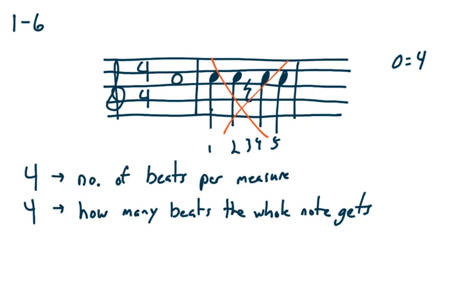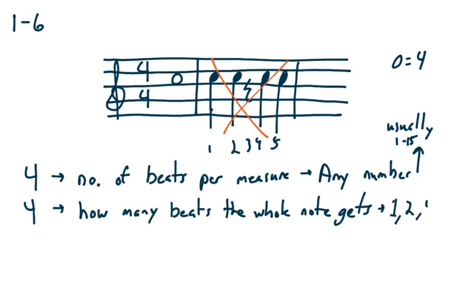Now, clarifiers. Any number, but usually 1 through 15. Okay? This one, 1, 2, 4, 8, or 16. Okay? Only those 5 numbers. Why? There's only 5 types of notes that you need to know, and this one, you don't even know yet.